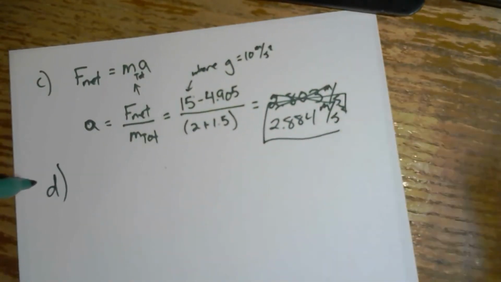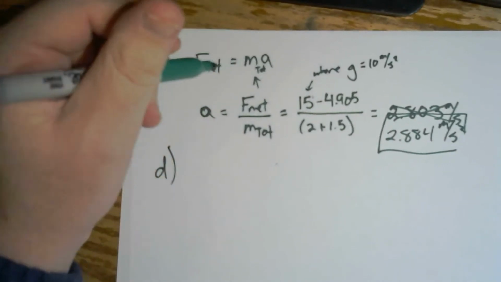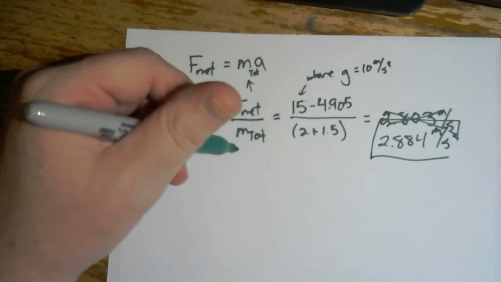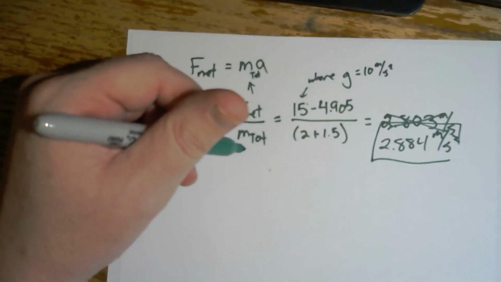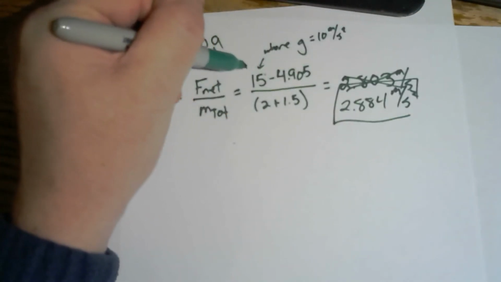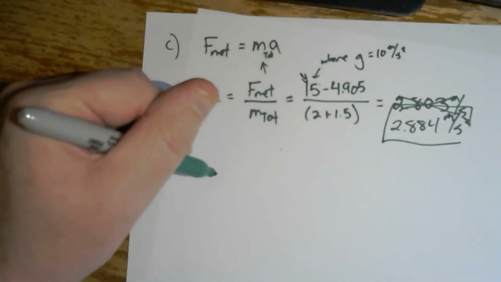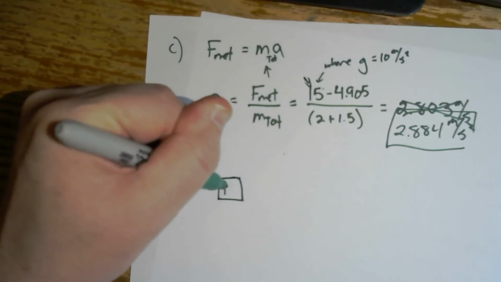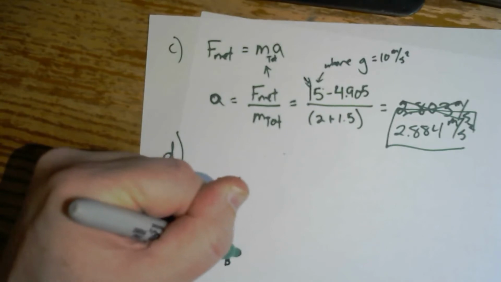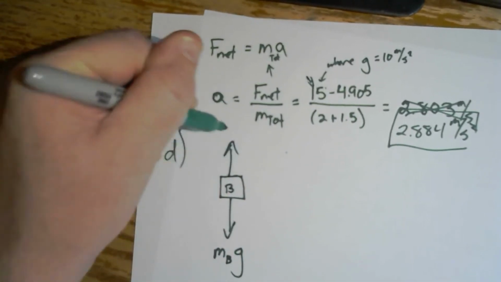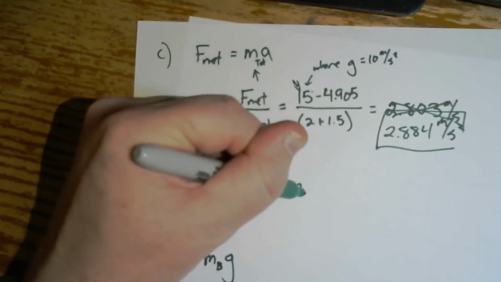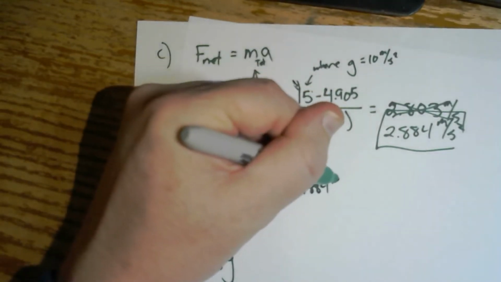For D, the question says, calculate the tension in the string connecting the two blocks. Well, this is where you can kind of go back to your equation for the whole system if you wanted to, because the tension is right here. Or you could just look at block B. Let's look at block B. Block B has the mass of B times g pulling down, tension going up, and we know it accelerates down at 2.884 meters per second squared.